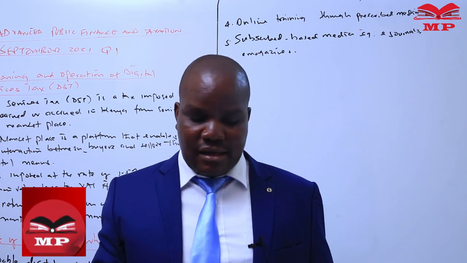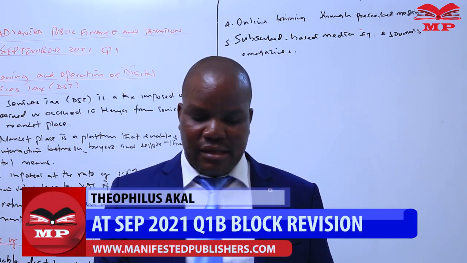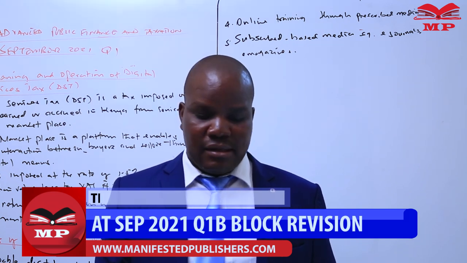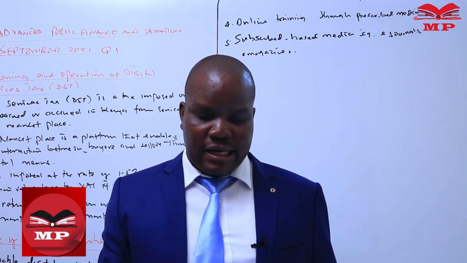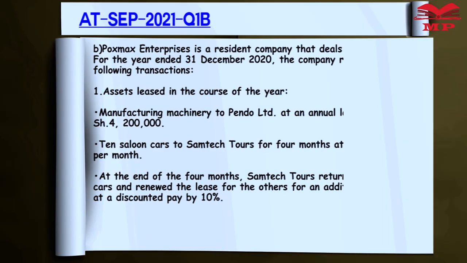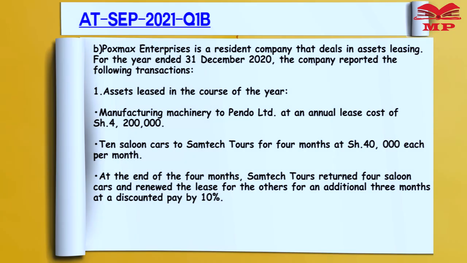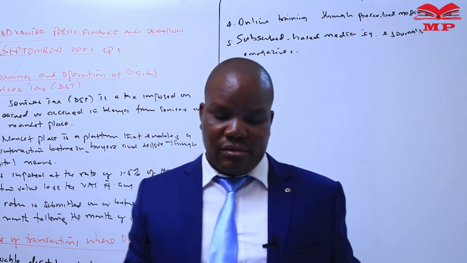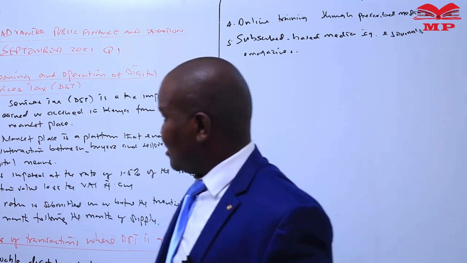See, from the various lease arrangements, we put them together, then apply the applicable rules, and we'll be able to get the taxable income. So let's go through it once again. Boxmark Enterprises is a resident company that deals in asset leasing. For the year ended 31st December 2020, the company reported the following transactions. One, asset leased in the course of the year. So we can analyze each transaction at a time, then determine the taxable income, and we get the total at the end of the question.